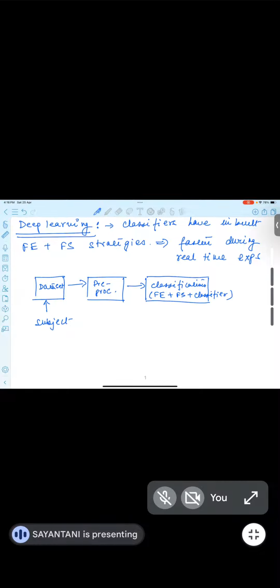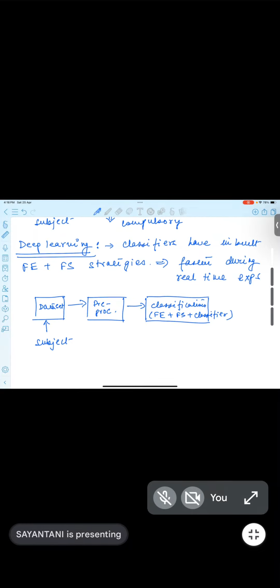Now, there are numerous deep learning based classifiers, and hence the name deep learning. When I say something deep is there, that means you have automatic feature extraction and feature selection strategies within it, and hence the name deep learning. So there is some kind of extra depth of knowledge within the classifier model itself, so that you do not have to separately provide handcrafted extracted features or selected features.